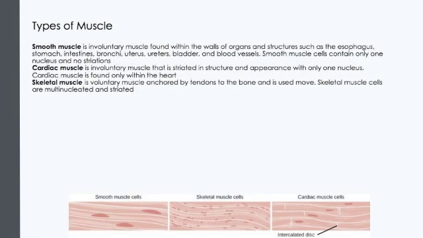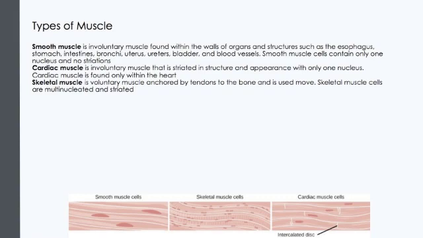You need to be aware of 3 types of muscles: smooth muscle, cardiac muscle, and skeletal muscle. Smooth muscle is involuntary, and it is found within the walls of organs and structures such as the esophagus, stomach, intestines, bronchi, uterus, ureters, bladder, and blood vessels. Smooth muscle cells contain only one nucleus and no striations.